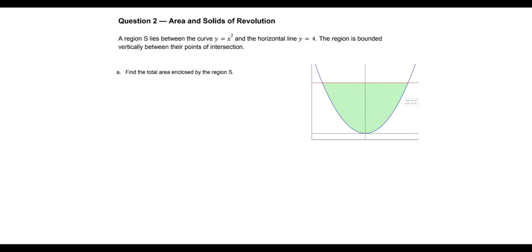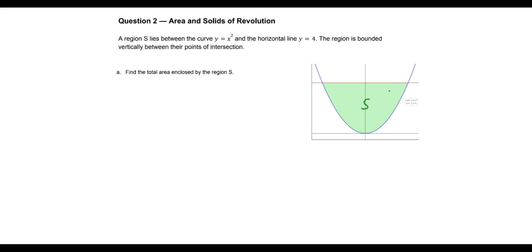Question 2 says, a region S lies between the curve y equals x squared and the horizontal line y equals 4. The region is bounded vertically between their points of intersection. Part A says, find the total area enclosed by the region S. And they've given us a nice little graph over here. So the region S that we're going to find is, of course, this shaded region here.